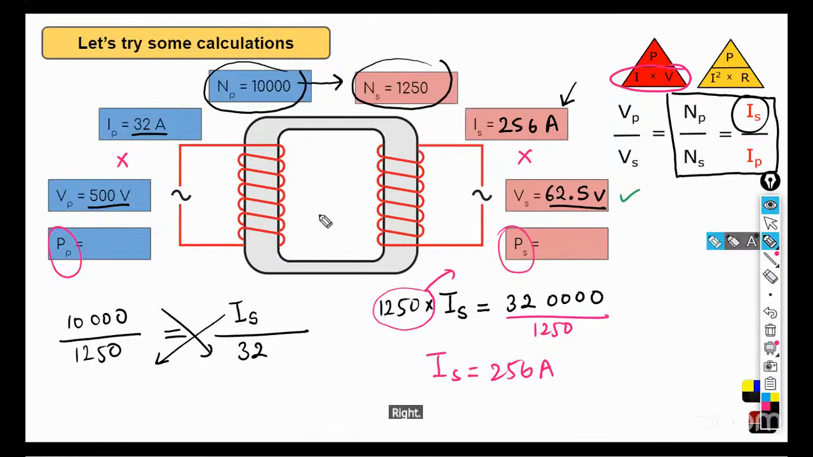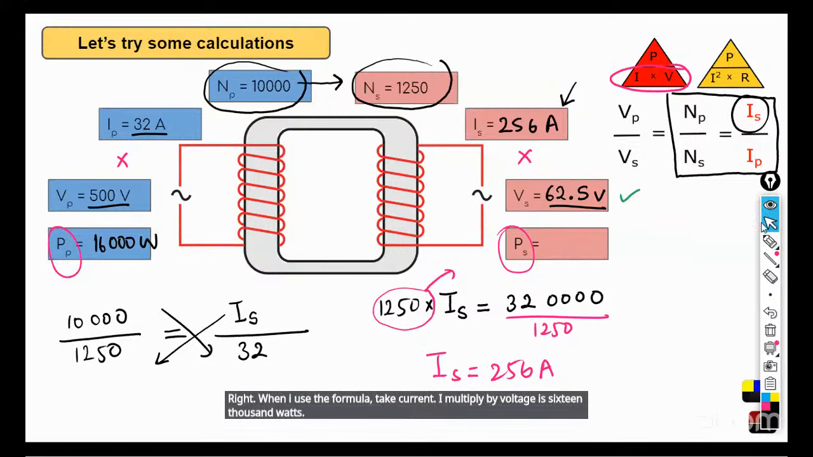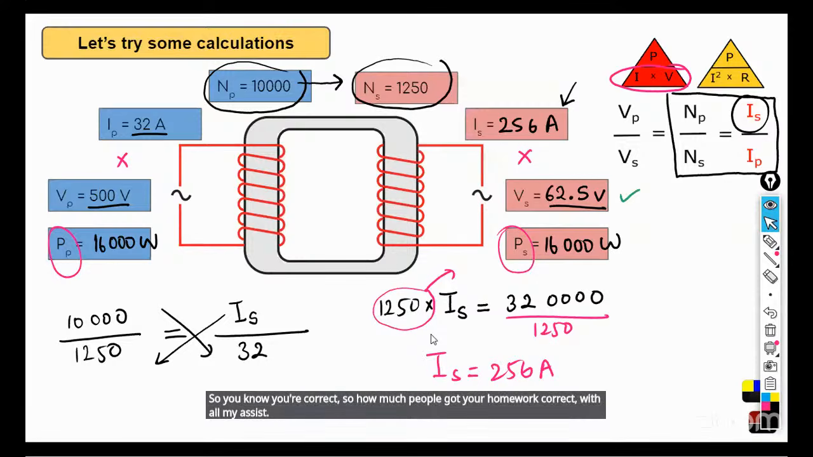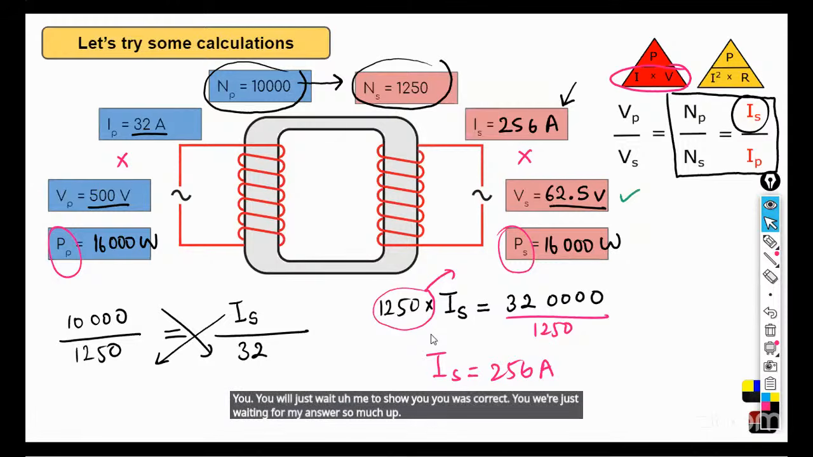Right. When I use the formula, take current and multiply by voltage, it is 16,000 watts on either side. When I multiply these two, I still get back 16,000. So you know you're correct. So how many people got the homework correct without my assistance? Like you were just waiting on me to show you you were correct. You were just waiting for my answers to match up with your answers, right?